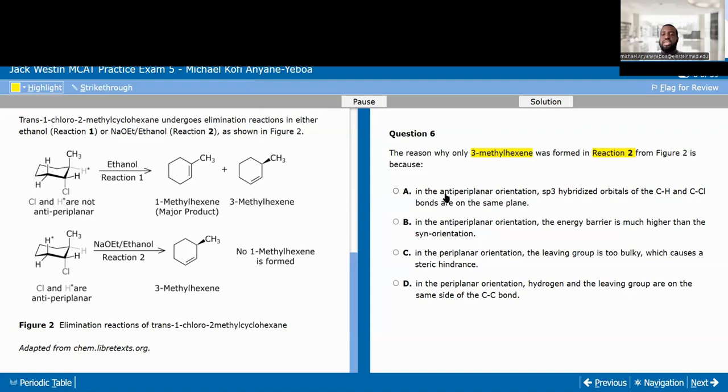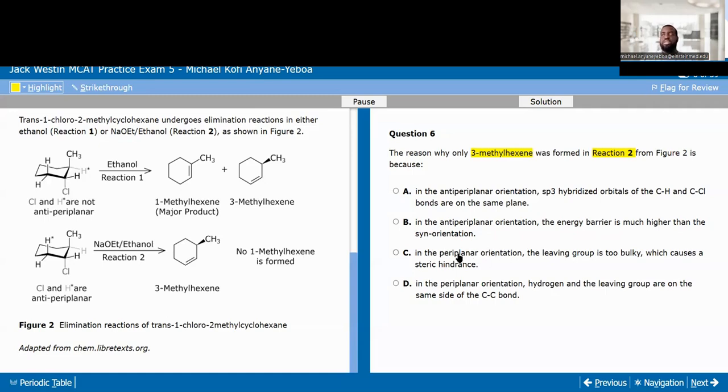A says, in the anti-periplanar orientation, sp3 hybridized orbitals of CH and CCl bonds are on the same plane. That's pretty much what I said, right? I'm going to leave this one. B says in the anti-periplanar orientation, the energy barrier is much higher than the syn orientation, which is a lie. In the syn orientation, they're in the same place, right? Same direction, so steric hindrance. C says in the periplanar orientation, the leaving group is too bulky, which causes steric hindrance.